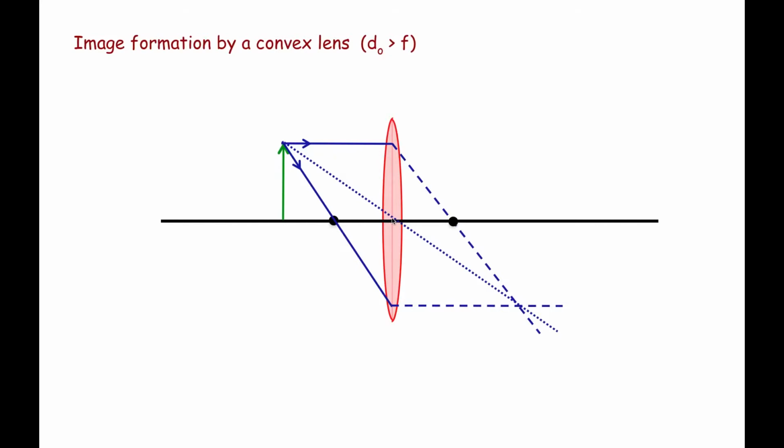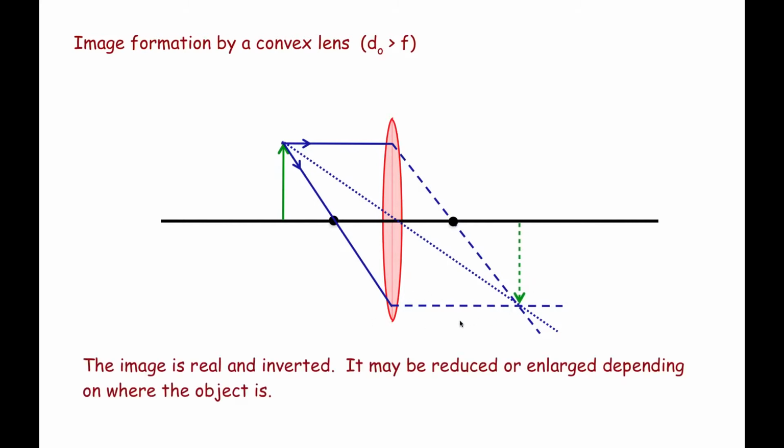I didn't draw this perfectly. It will travel through the center of the lens, and will travel straight through. So that's our third ray, and you see we form a real inverted image on the back side of the lens. The image is real.